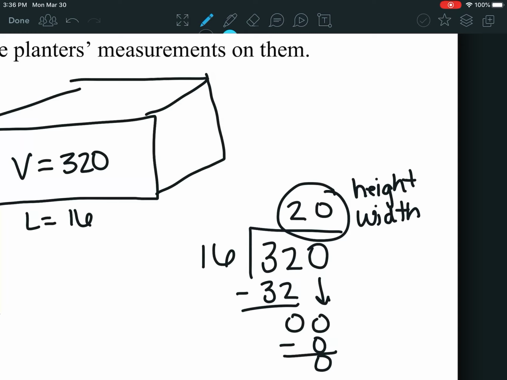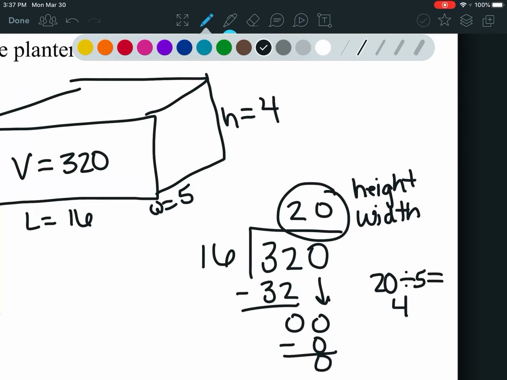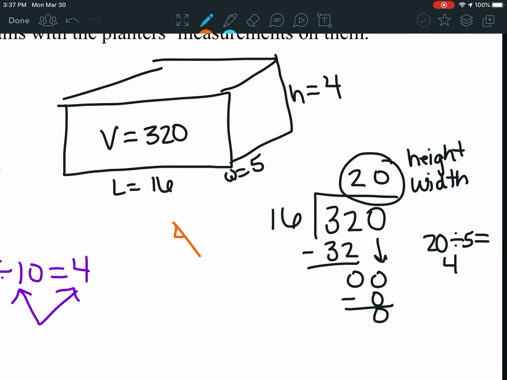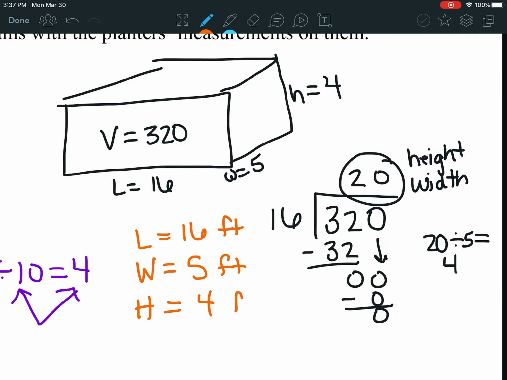And I'm going to take that 20 divided by 5, and I get 4. I divided by 5 because I know that 5 is a multiple of 20. So my width is going to be 5. And my height is going to be 4. So again, I'm just going to rewrite those in here for you. Our length on this one, length equals 16 feet, width equals 5 feet, and height equals 4 feet.